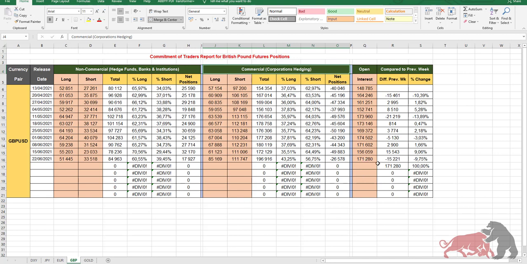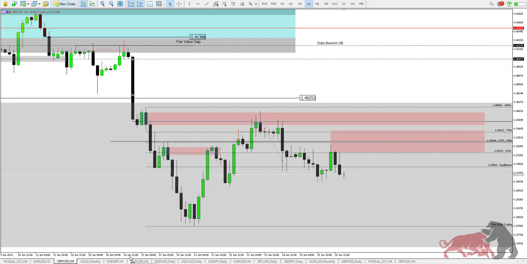So looking at open interest, we've had a big jump in open interest. It increased massively to 171. That's an increase of about 15,000. So when we look at pound USD, definitely it's going to be under immense pressure. So selling opportunities are ideal on pound USD.